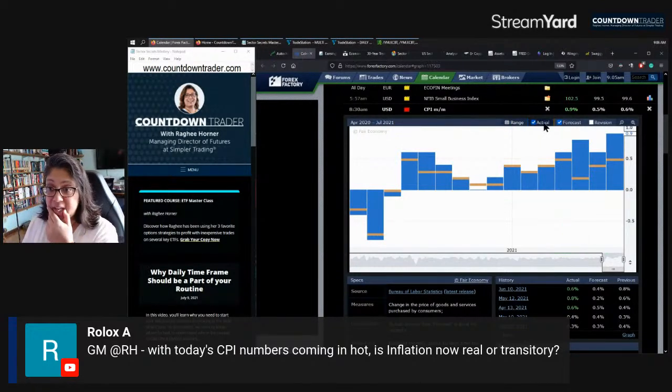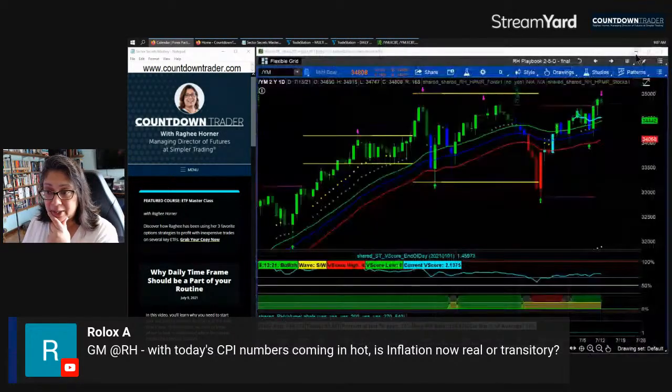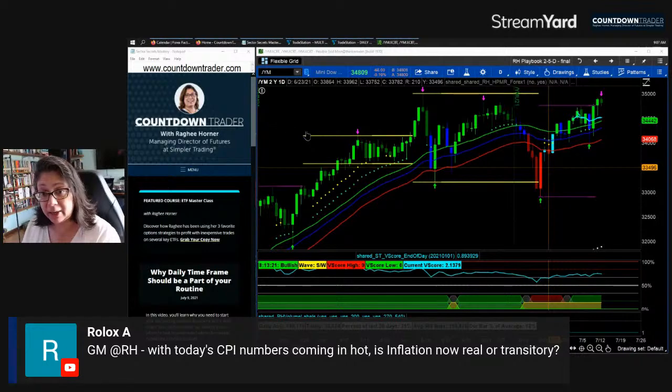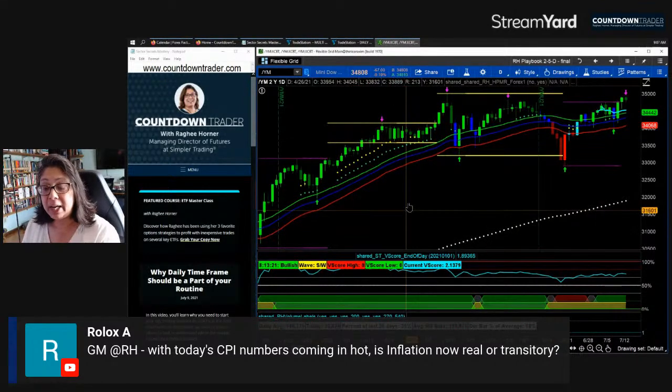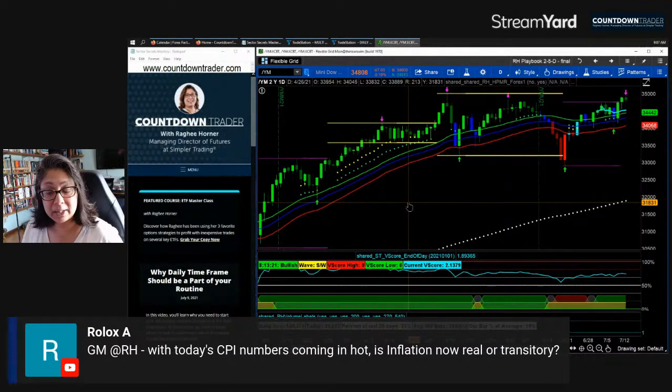So is this transitory? Look, Rolex, I know this is going to sound crazy, but this is the way the market works. Inflation is whatever the Fed says it is, because they've got their hands on the levers of money printing and asset purchases and monetary policy messaging, and ultimately monetary policy itself.